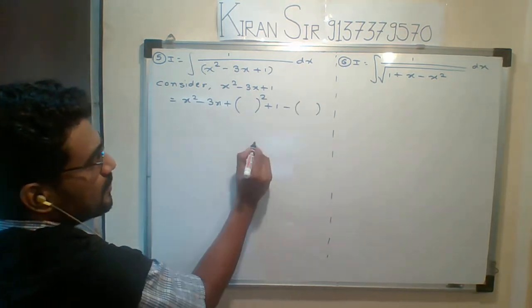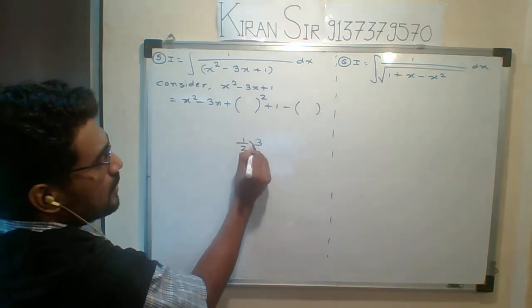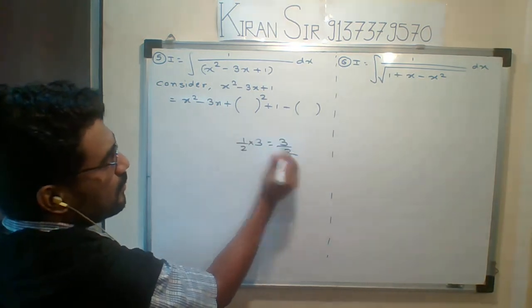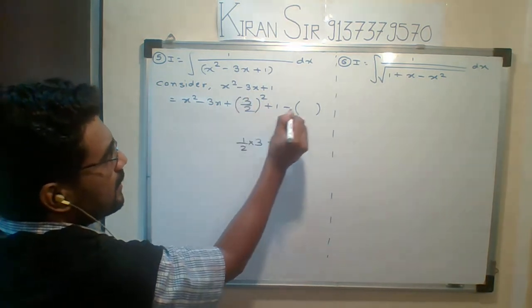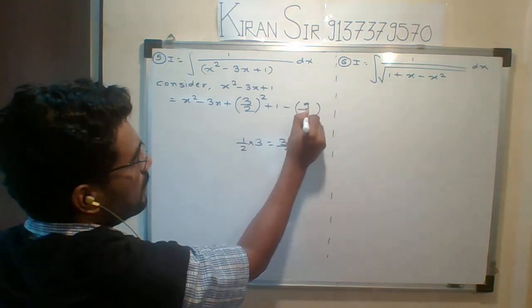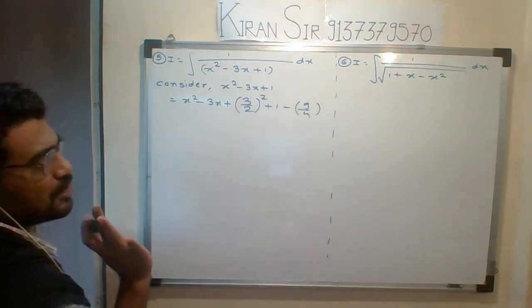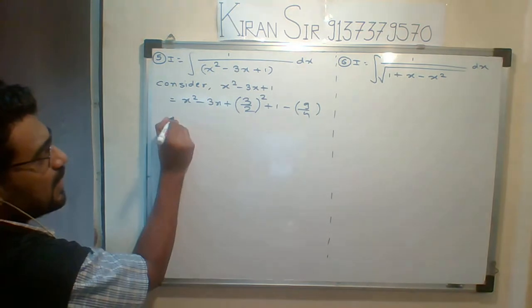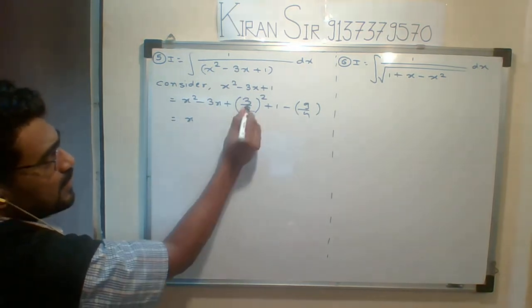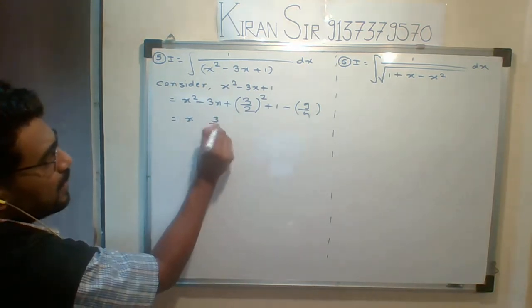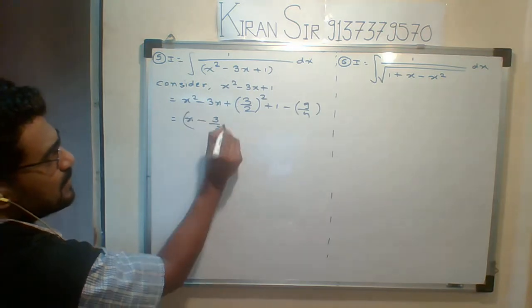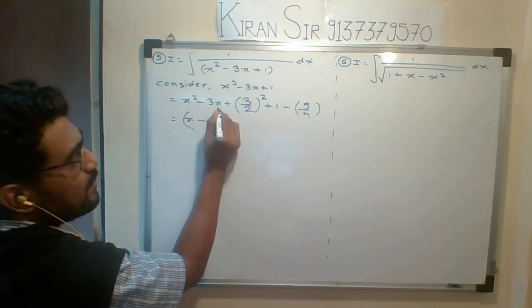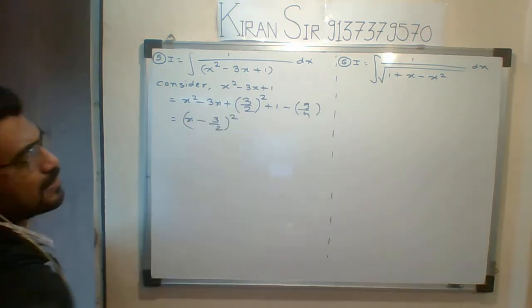3. What about 3 ka half kitna hoga? 3 ka half hoga 3 by 2. So yahan pe 3 by 2 ka square add karenge. And 3 by 2 ka square kya hoga? 9 by 4. Wo subtract karenge. Ye samjha? Once you add and subtract, you know that this is A, this is B. And what is the sign in between? Minus. Matlab this is same as A square minus 2AB plus B square, the whole square.